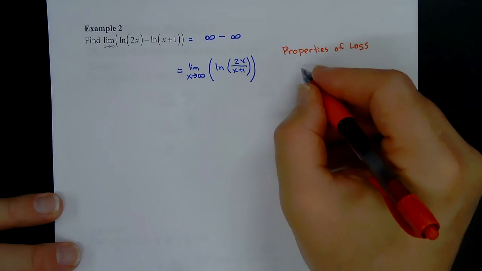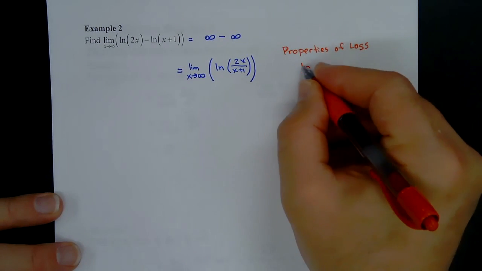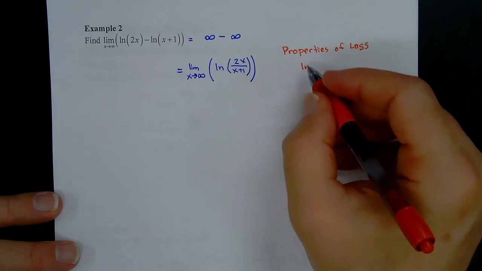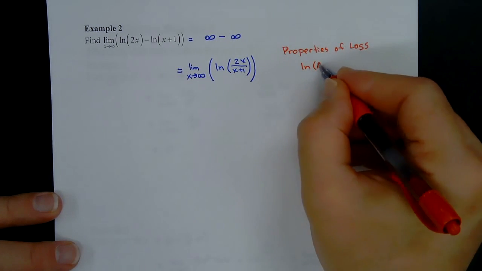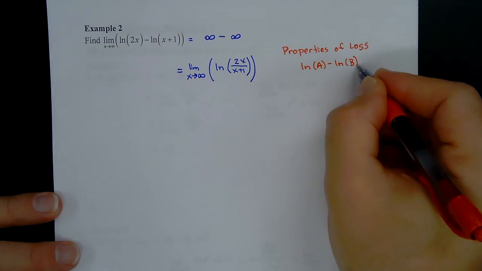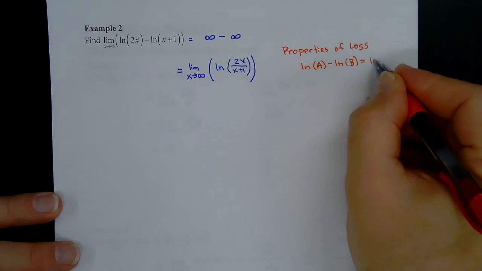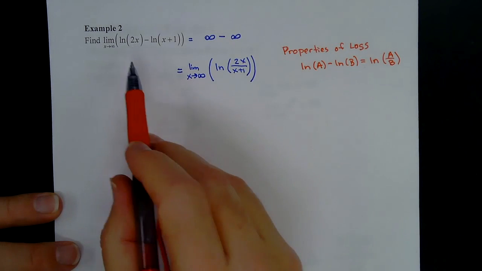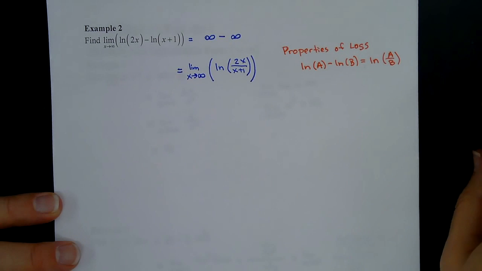That says if you have natural log, it doesn't have to be natural log, any type of log with the same base would work. So natural log of A minus the natural log of B is always equal to a single logarithm of A over B. And so in this case, our A was the 2x and our B was the x plus 1.